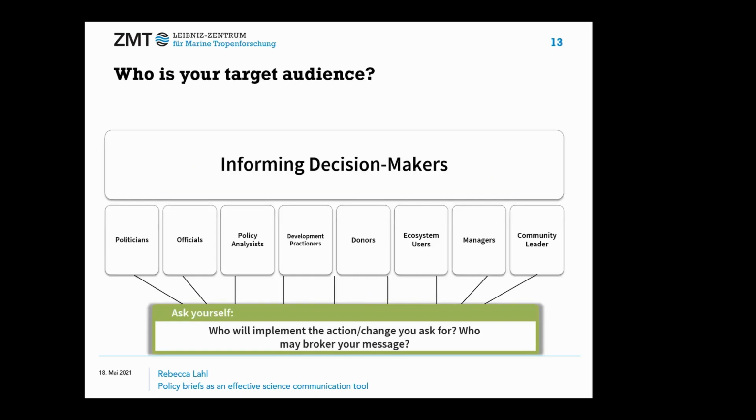So decision makers are a very broad range of actors. Of course, politicians and officials, you name them, but there are also other people to consider that might be interesting as a target audience for your policy brief, which are policy analysts, also development practitioners or donors, and of course, ecosystem users, especially if they are involved in co-management, managers, and also community leaders. So to help you identify your target audience, you can ask yourself, who will actually implement the action or the change that you ask for, or who may broker your message.